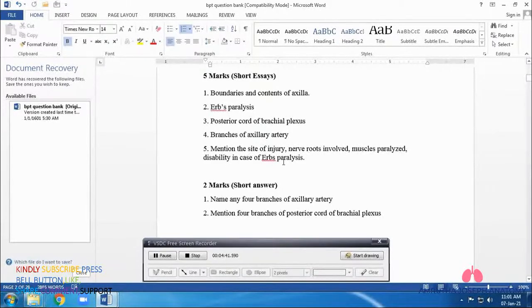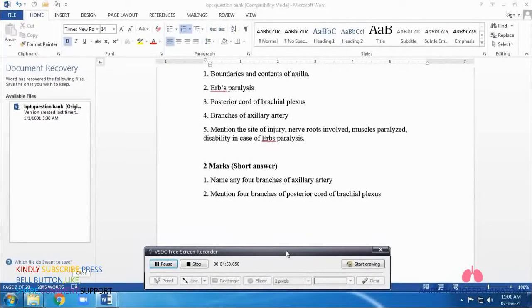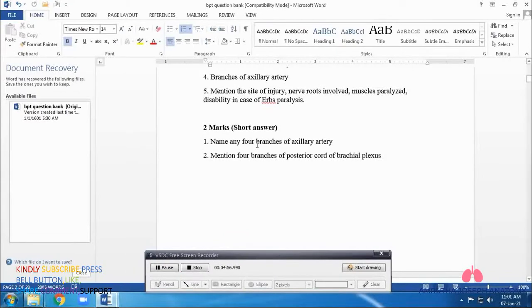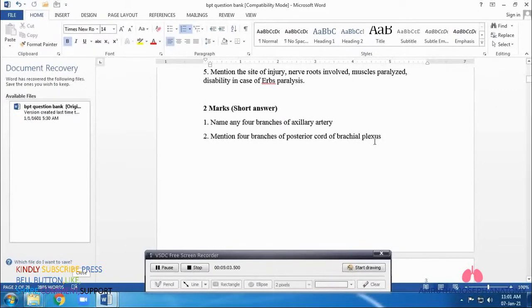Coming to the 2 marker in this area. Again, a question from axillary artery: 4 branches of axillary artery. Again, mention 4 branches of posterior cord of brachial plexus. Here you can get a question from other cords of brachial plexus. They may ask you branches from lateral cord of brachial plexus, so that also you should read.